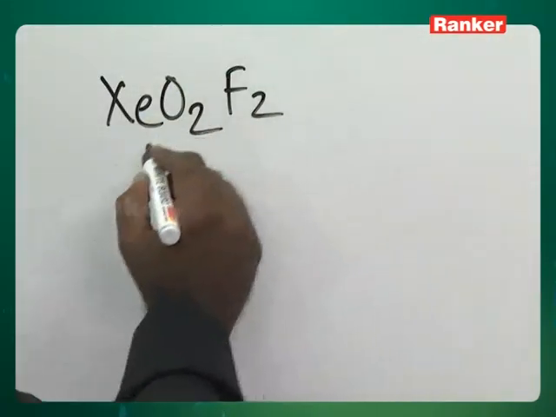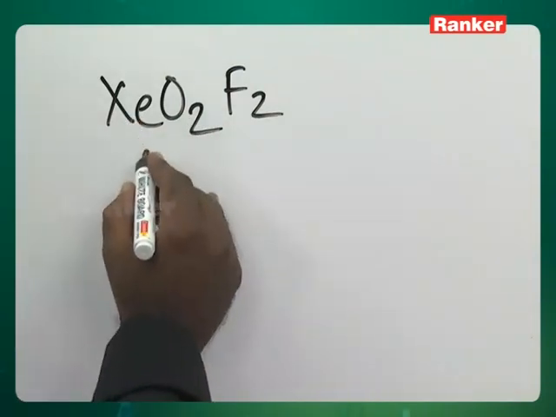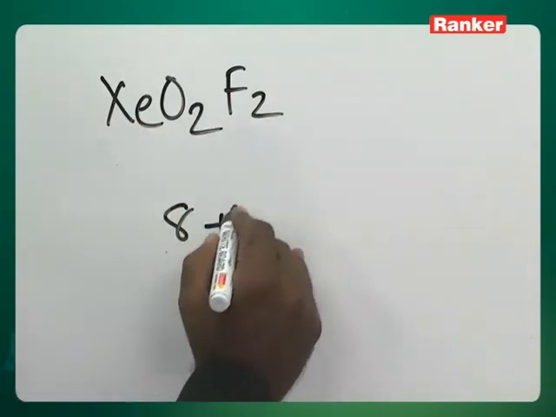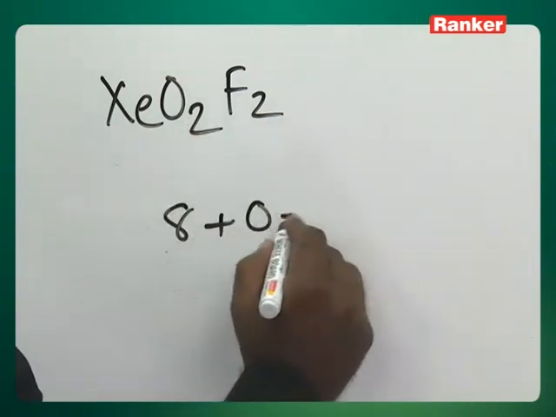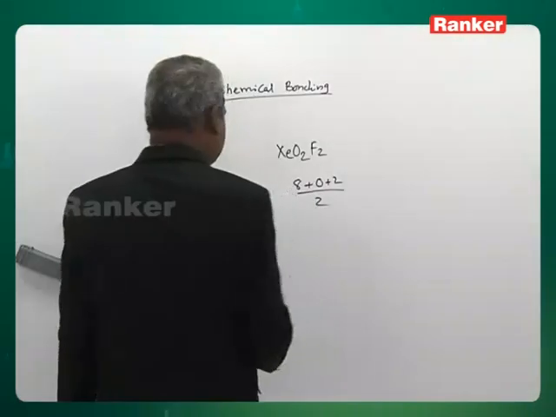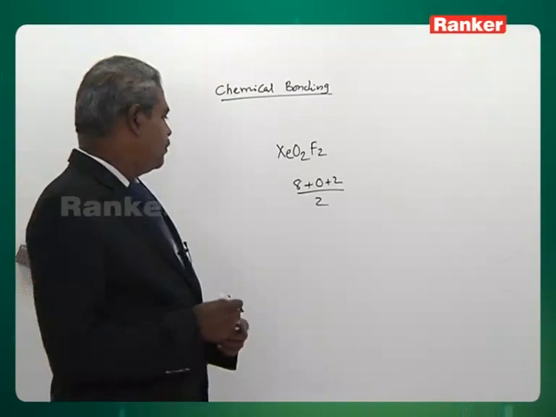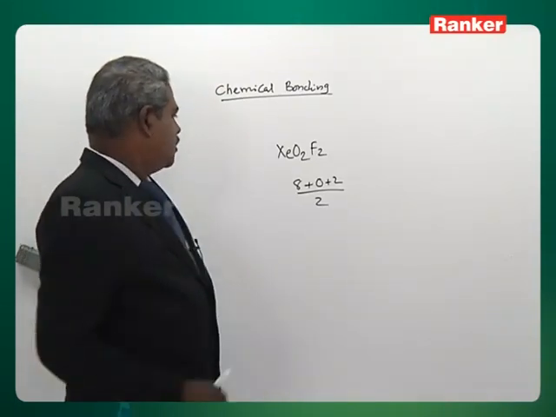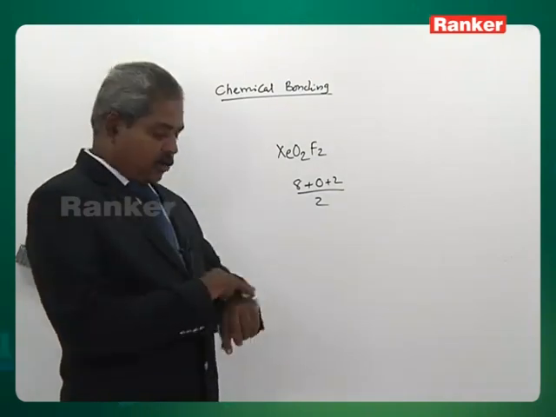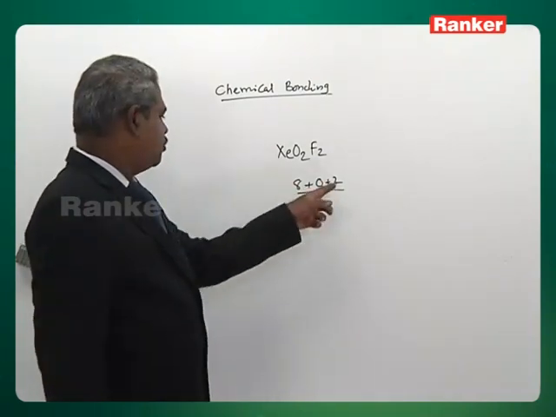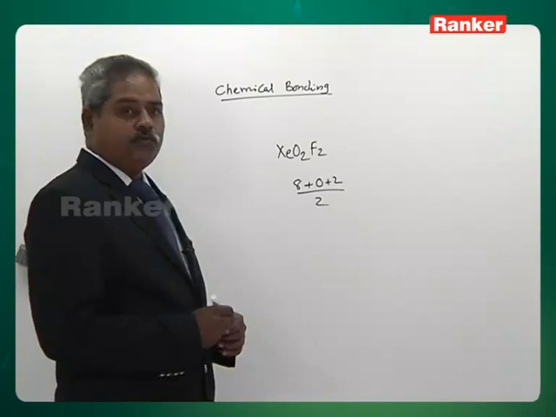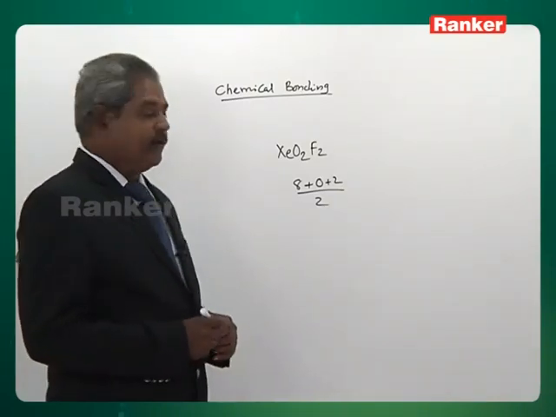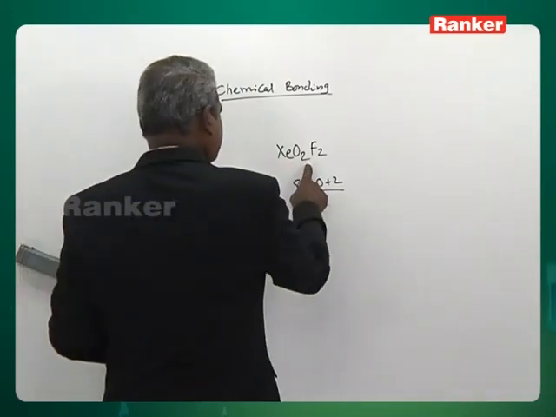XeO2F2. 8 plus 0 plus 2 by 2. What is this 8 plus 0 plus 2 by 2? Xenon has 8 valence electrons. Oxygens are not considered. So 8 plus 0 plus 2 by 2, 10 by 2, which happens to be 5, sp3d.